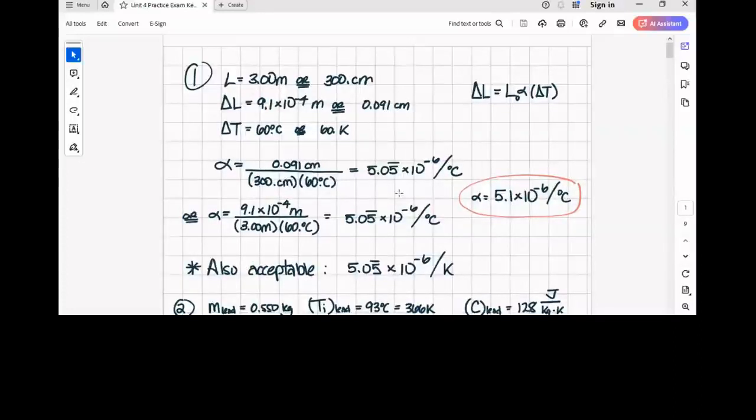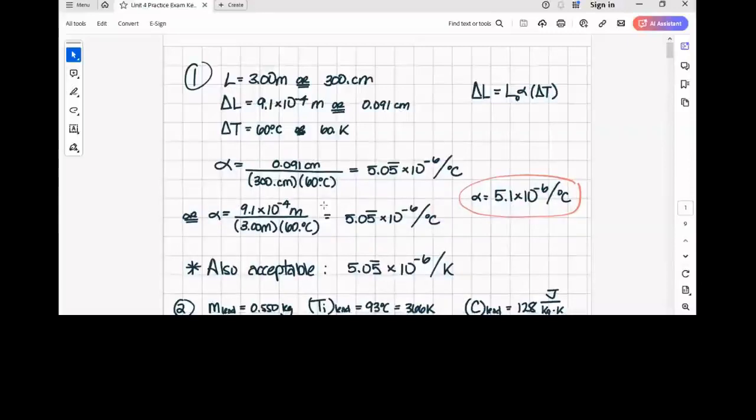So we've got a delta T of 60 degrees Celsius. That is also something you can treat as 60 Kelvin. That works because Kelvin degrees and Celsius degrees are the same size. So we're solving for alpha. That's going to be delta L divided by the initial length in the appropriate unit and the temperature change.